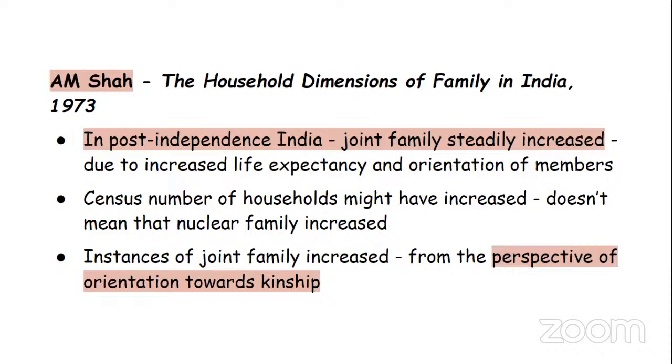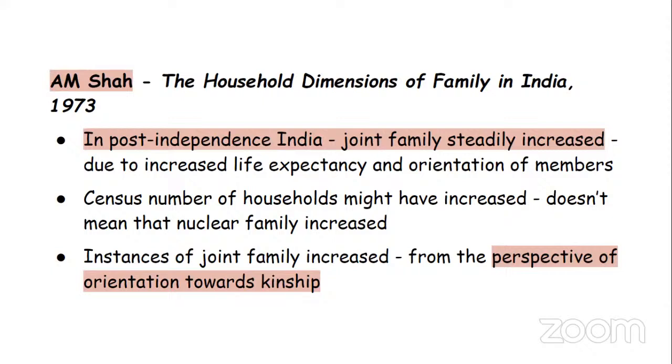Then A.M. Shah, in his book The Household Dimensions of Family in India, gave many important viewpoints about the family structure in India. According to A.M. Shah, in post-independence India, joint families steadily increased. We would think that after independence, people might have scattered and started to live in nuclear families. But A.M. Shah found that joint families steadily increased, mainly due to increased life expectancy and orientation of members. So Shah said that the joint family has steadily increased in post-independence India.